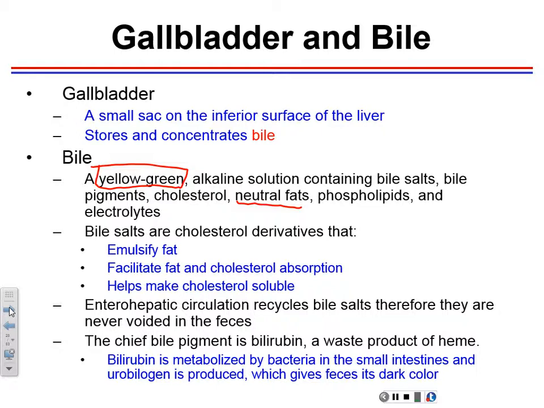Okay, so know the components of bile, and then what do the bile salts do? They emulsify fat. Okay, you know how fat is kind of lumped into these big droplets? It kind of coalesces like that. So what do the bile salts do? They emulsify it into smaller fat droplets that can be almost soluble. You know what I'm saying?